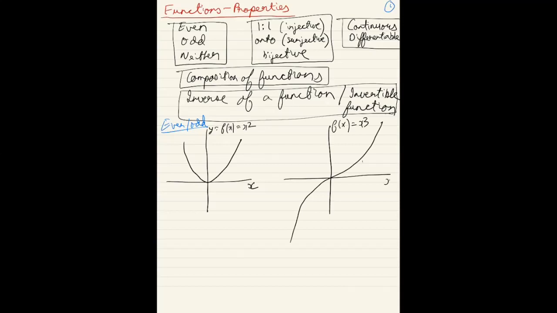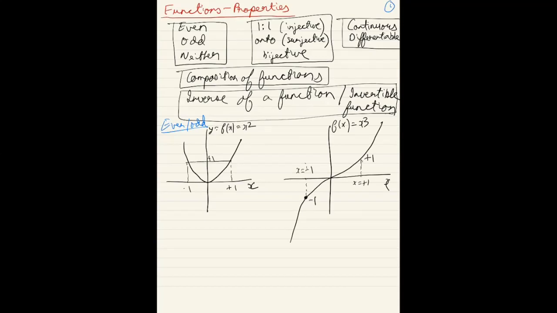So if you notice what happened here, if you take the value of x is equal to +1, and if you take the value of x is equal to -1, they give you the same y value, which is +1. In this one, if you take the value of x is equal to +1, and if you take the value of x is equal to -1, you get different values of y. The y for this one is -1, but the y for this one is +1.